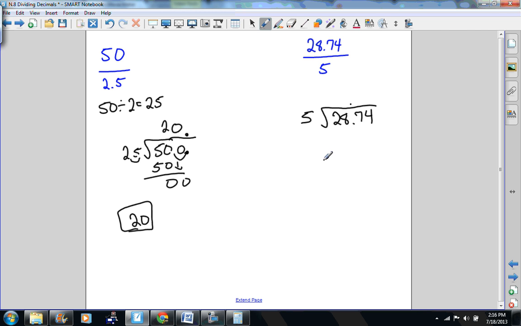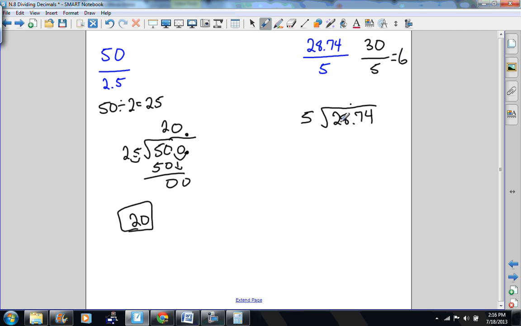We'll put that decimal here. For our estimation, I have to think of a number that can be divided by 5 that's close to 28.74. The number that comes to my mind is 30. 30 divided by 5 is 6. So our answer should be near 6.